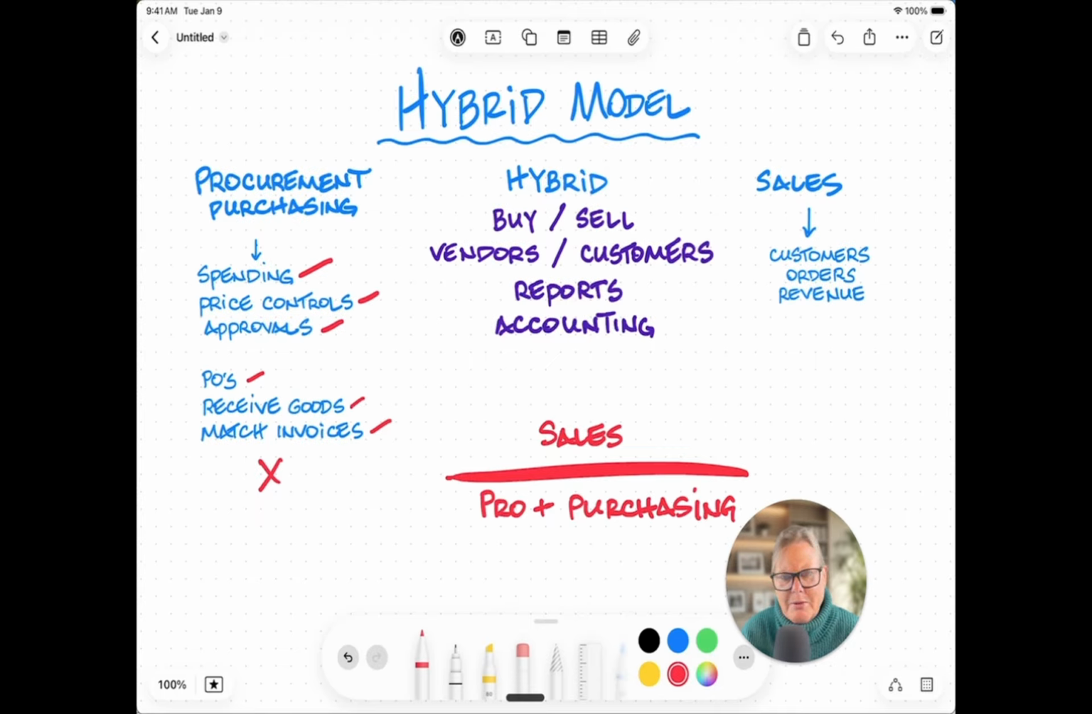And you can make up your mind on what software would work for you. Some companies might want to stick to having two platforms, and that way they can have the focus on either side. And then some might choose a hybrid model.